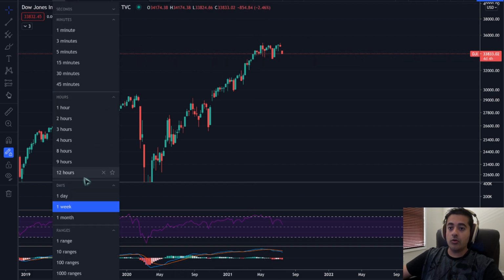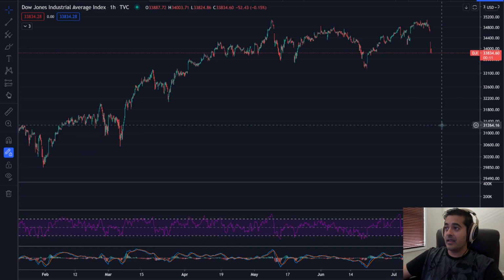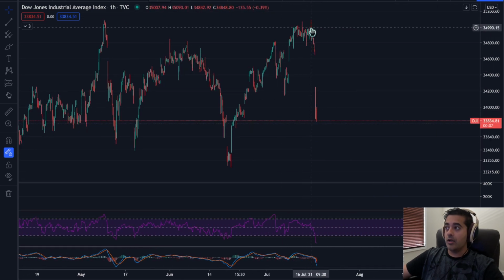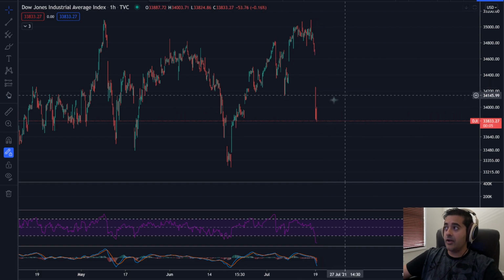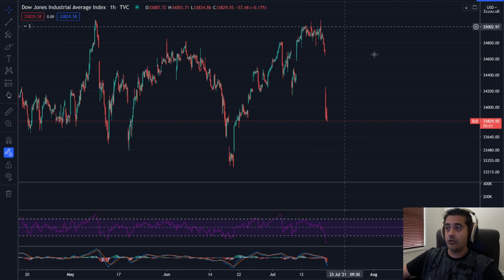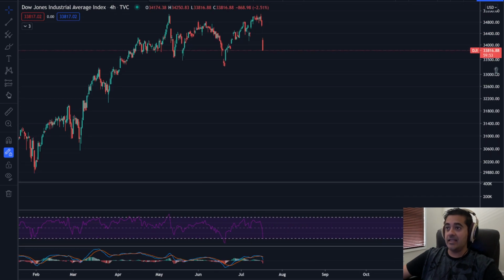But then when you go onto the hourly chart, you can really see that this was a pretty big drop. Compared to where we were, we've lost a lot of points. It's down 854 points as of right now while I'm making this video. This is pretty big when you're looking at an hourly or even a 4-hour time frame. This is a pretty big drop to see in the Dow Jones.